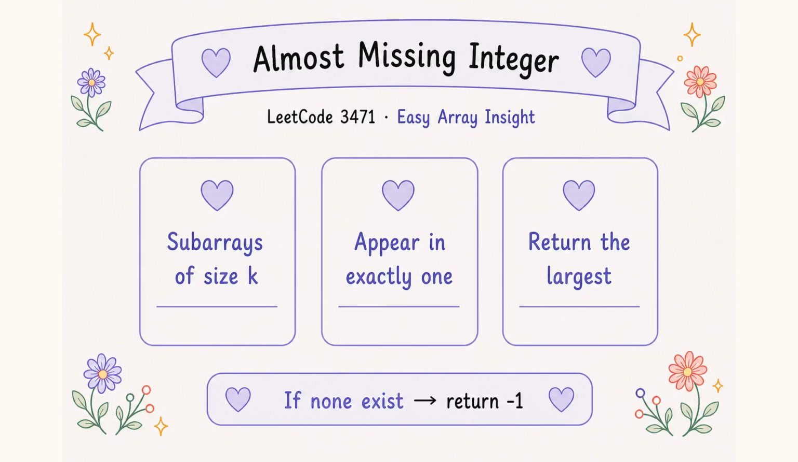Welcome to Find the Largest Almost Missing Integer, LeetCode 3471. We look at sliding windows of size k, find values that appear in exactly one window, and return the largest. If nothing qualifies, we return -1. Today, we dry run examples, learn the case split, then write the code.